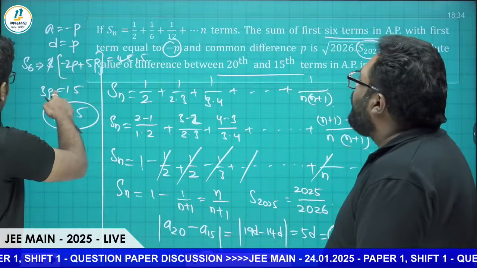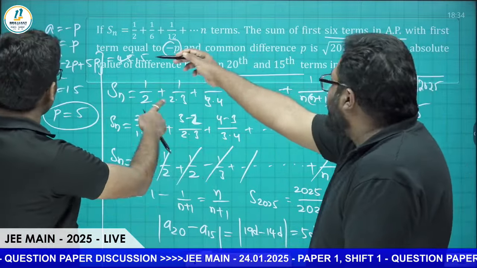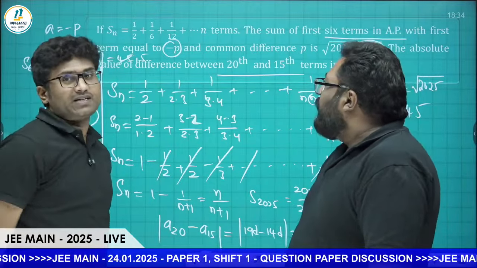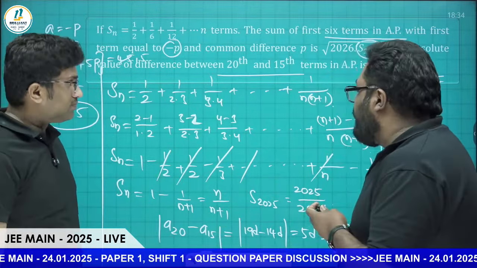So the absolute D is... D is P only, sir. Yes, D is 5, and 5 fives are 25 will be the correct answer. So it's a numerical problem, so it's 25. That's it.